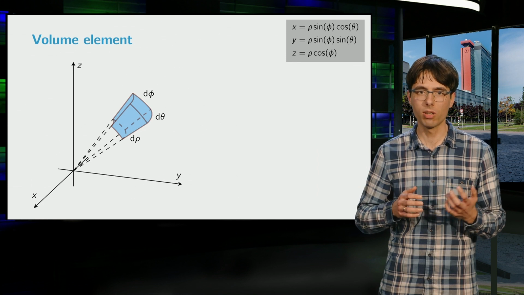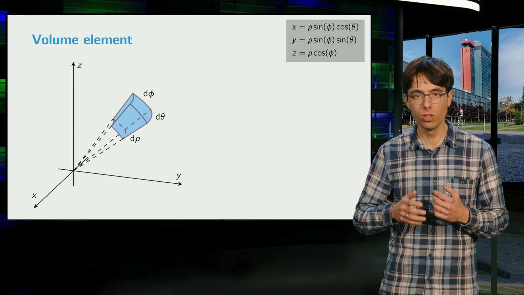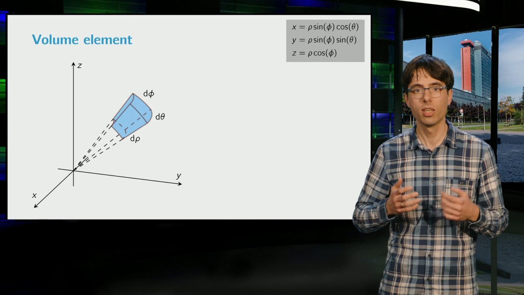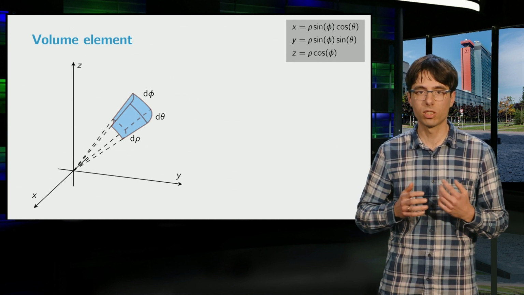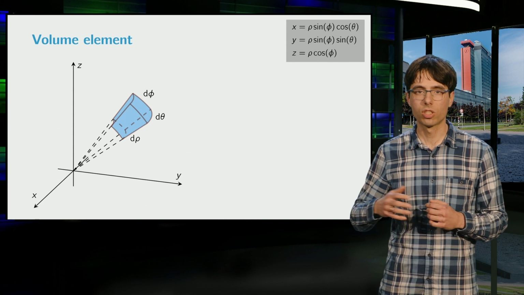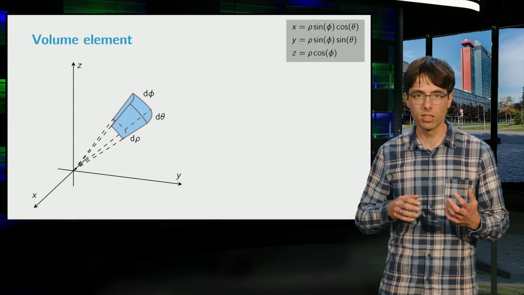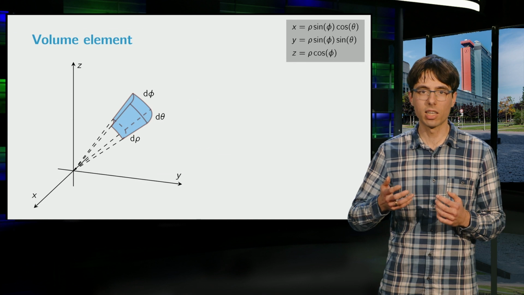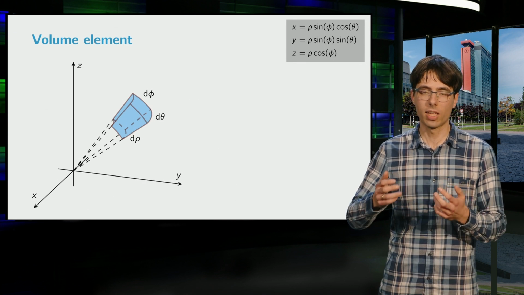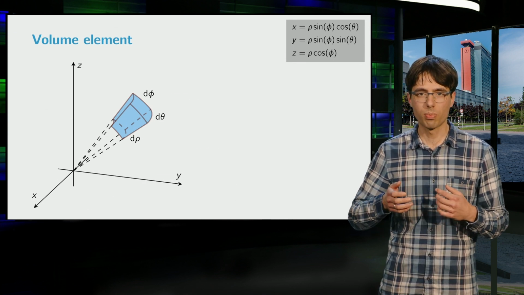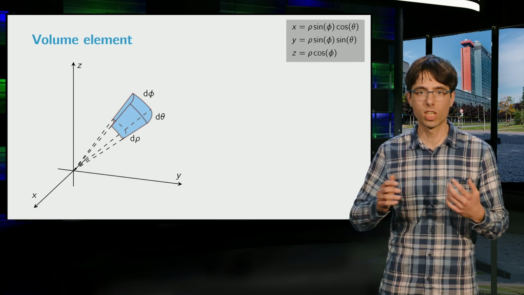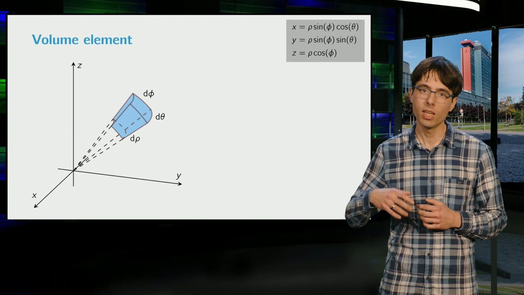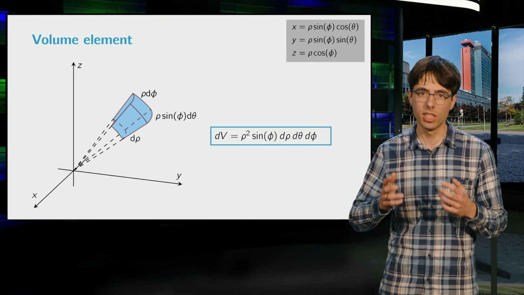Just as we did for polar and cylindrical coordinates, we would also like to integrate functions using spherical coordinates. So let's consider a volume element in spherical coordinates. The sides of this volume element have a radial difference of d rho, an angular difference of d theta and d phi. We can approximate the volume of this element by the volume of a rectangular box with the same sides. The height of the volume element is d rho.